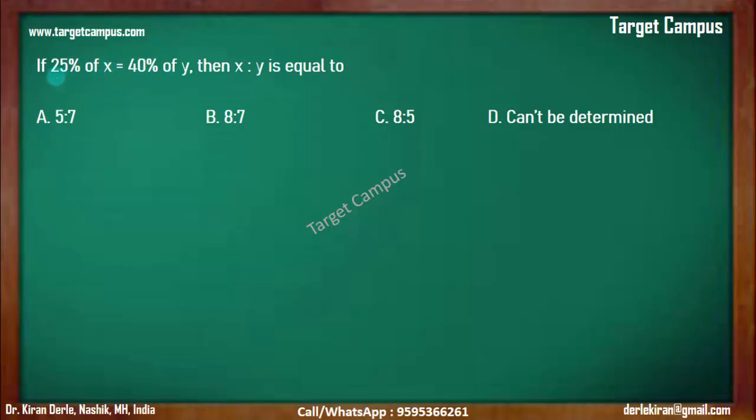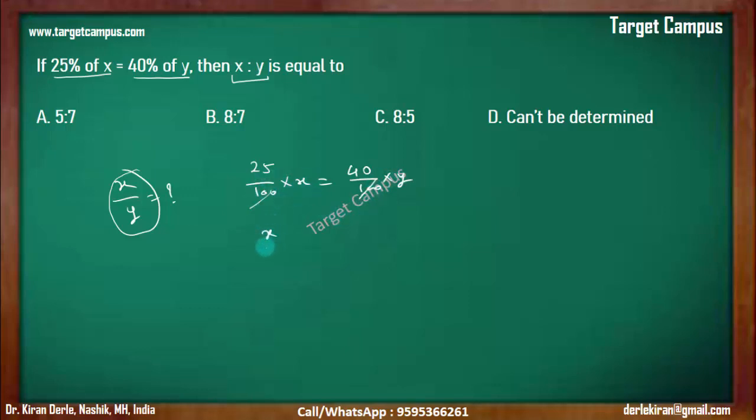If 25% of x is equal to 40% of y, find the ratio of x is to y. X is to y is nothing but x upon y, we need to find. 25% of x is equal to 40% of y, and we need to calculate this x upon y. Not a difficult task at all. So this 100 goes out, this 100 goes out.